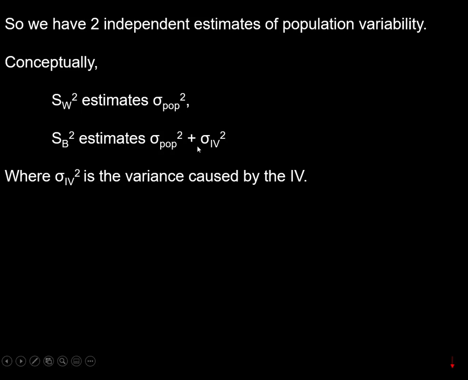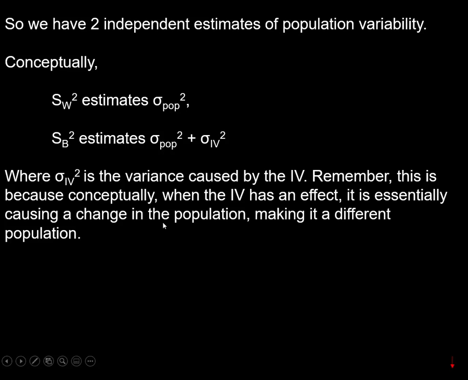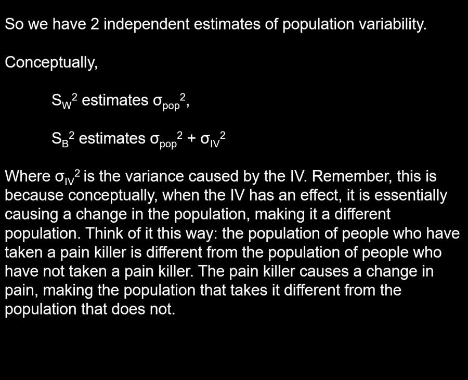Now, I'm using that term caused a little too loosely here perhaps. We don't necessarily know whether it was causal or not. All that means is that we're sampling from two different populations, not just one. Okay. So, remember, this is because conceptually, when the IV has an effect, it's essentially causing a change in the population, making it a different population.